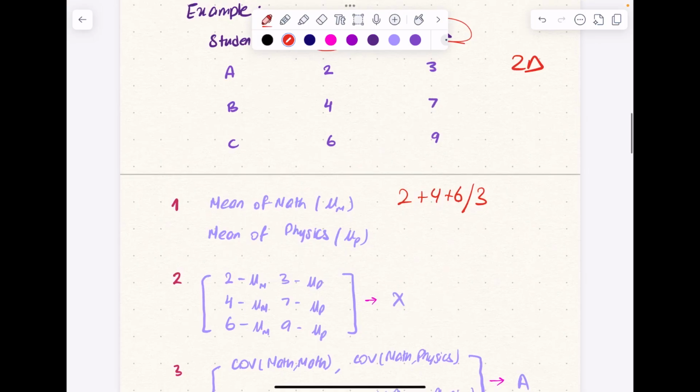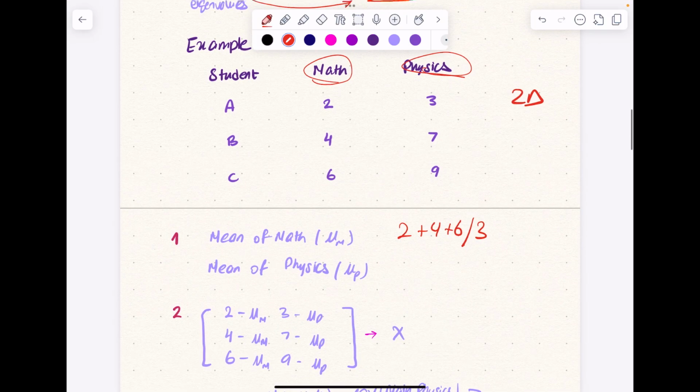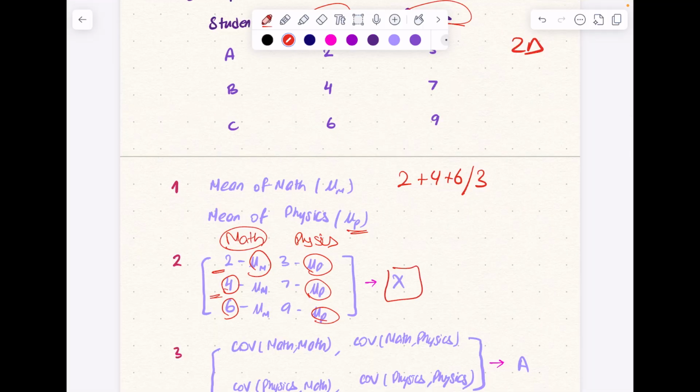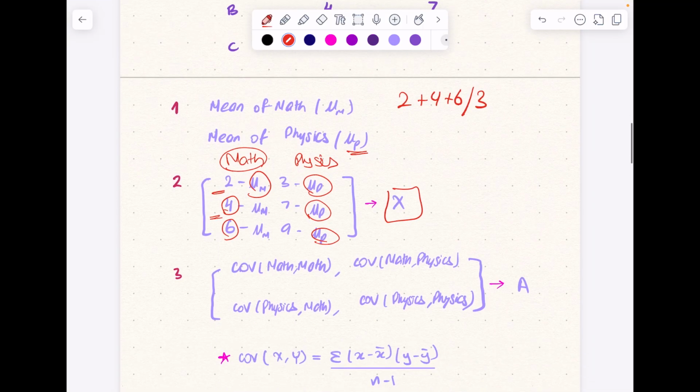What we do after that is take our data points and subtract the mean of math from each one of the data points here, because these data values are all for math. And this is for physics, so here you subtract the mean that you calculated for physics over here. This becomes our centered matrix, usually called X.